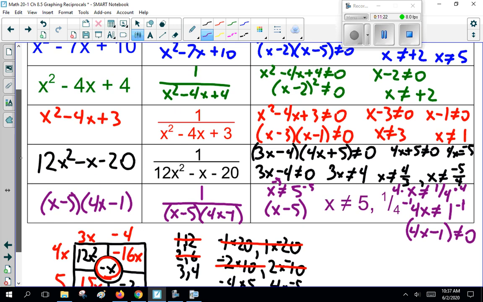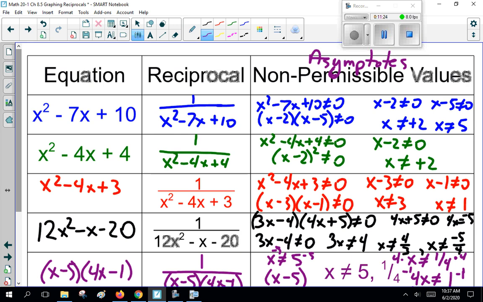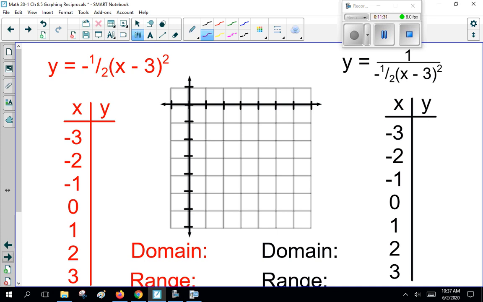So, note here, a little bit of factoring. Your asymptotes are the non-permissible values of the reciprocal function, which means you have to be able to find the original equation and factor it. So, looking at this one, minus 1/2 x minus 3 squared. So, think back to chapter 3 or 4. A times x minus p squared plus q.